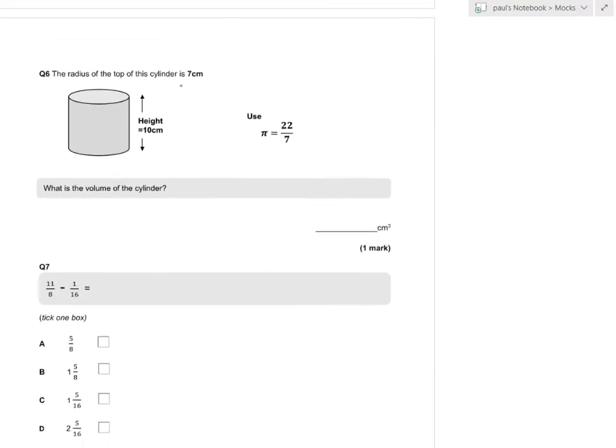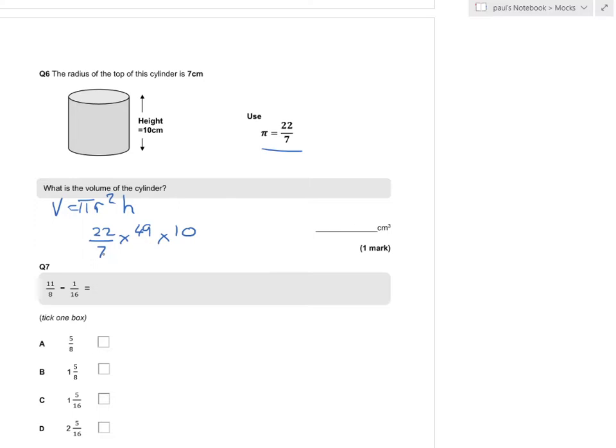Right, the radius of the top of the cylinder is 7. Work out the volume of the cylinder. So the volume is pi r squared times the height. So we're going to use that. 22 over 7 times r squared, 7 7s are 49, times the height is 10.